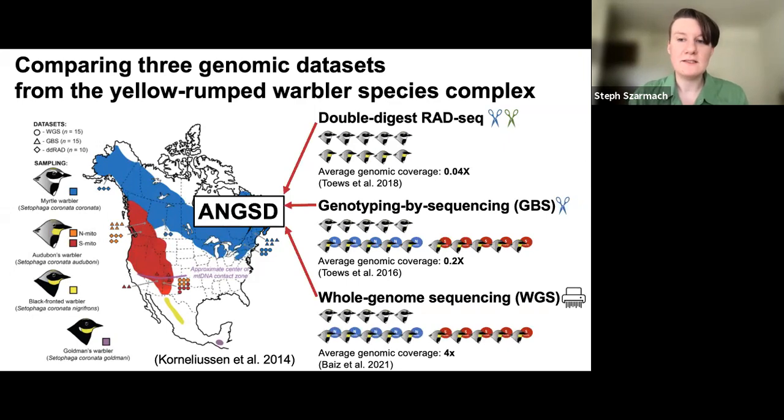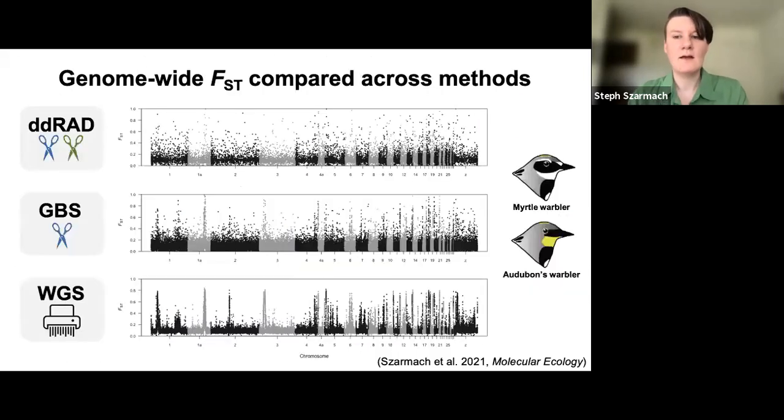We ran all 3 of these data sets through the same bioinformatic pipeline to generate the landscapes of divergence. We used the program ANGSD, which is designed for working with low coverage data, to estimate FST across the genome using each data set. These Manhattan plots show the patterns of genomic divergence between myrtle warblers and Audubon's warblers that were estimated using each sequencing method. Our measure of divergence, FST, is on the y-axis, and the chromosome position is on the x-axis. Each point represents the FST calculated across a 10 kilobase region of the genome.